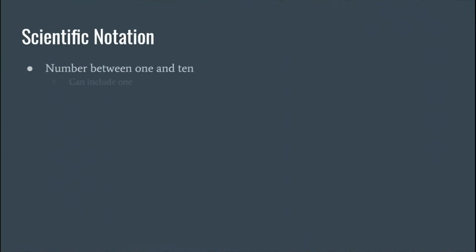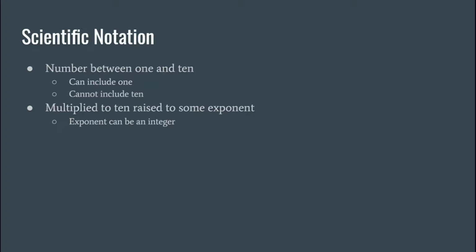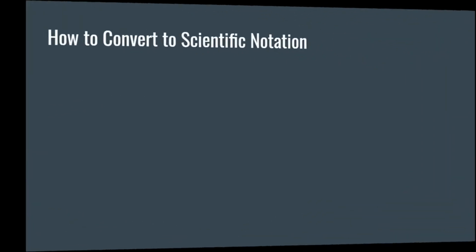Okay, so scientific notation. Here's the thing about scientific notation. Numbers in scientific notation are usually between 1 and 10. They can be 1, but they can't be 10, because if they were 10, they wouldn't be in scientific notation. You take that number and it's multiplied by 10 raised to some exponent, and as you saw in the previous examples, the exponent can be an integer. Okay, so let's see how this looks.